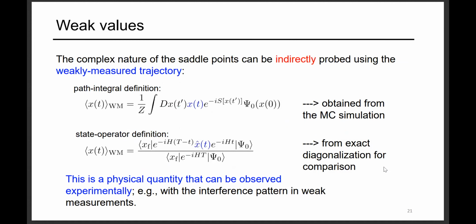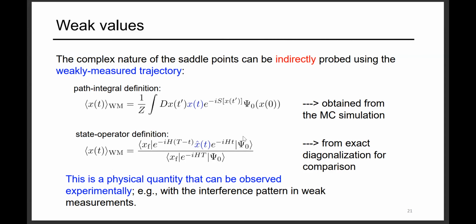And in order to check if our simulation is correct or not, we compute these so-called weak values. As I said earlier, quantum tunneling is associated with some complex trajectories, and this complex nature of the saddle points can be indirectly probed using this weakly measured trajectory.